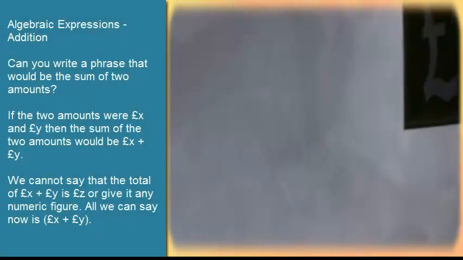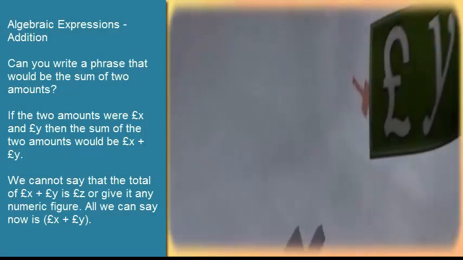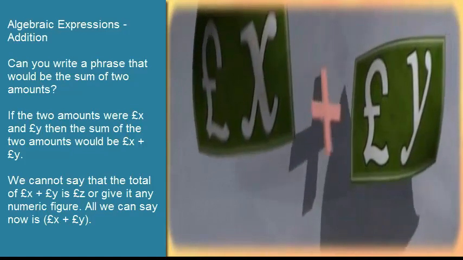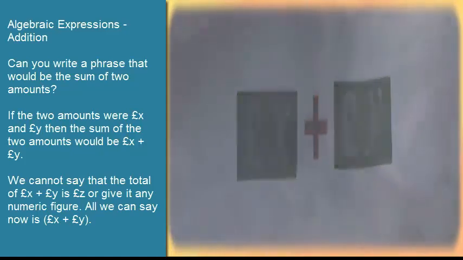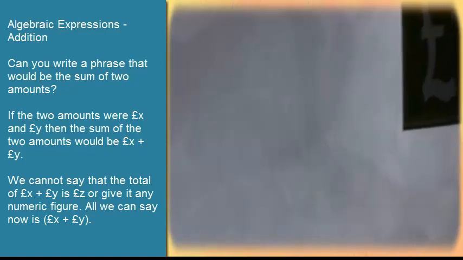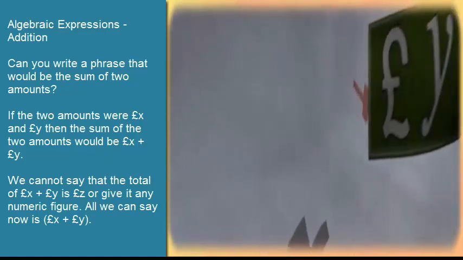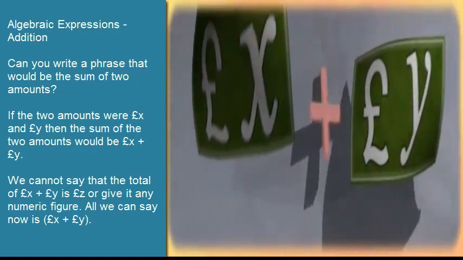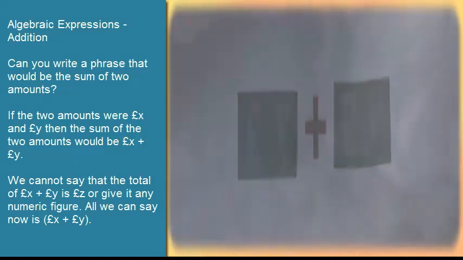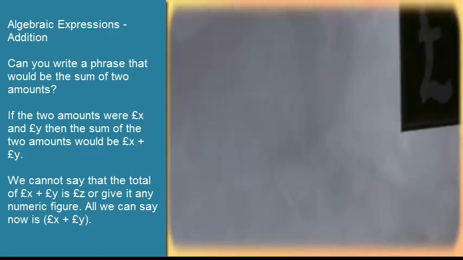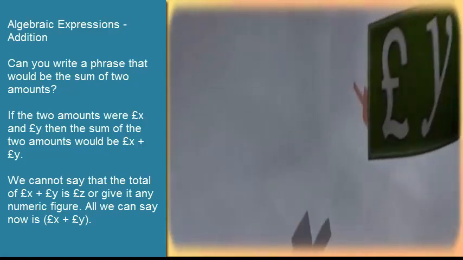Algebraic expressions. Addition. Can you write a phrase that would be the sum of two amounts? If the two amounts were £X and £Y, then the sum of the two amounts would be £X plus £Y. We cannot say that the total of X pounds plus Y pounds is Z pounds, or give it any numeric figure. All we can say now is X pounds plus Y pounds.